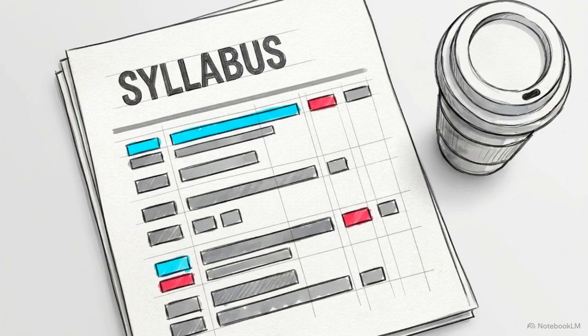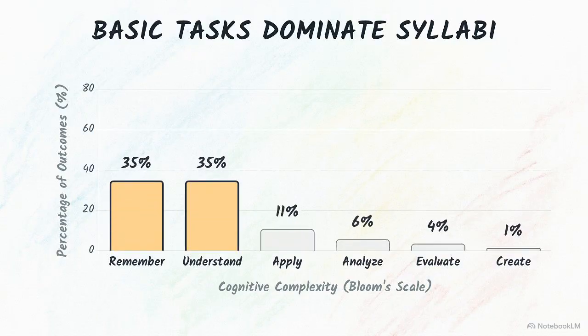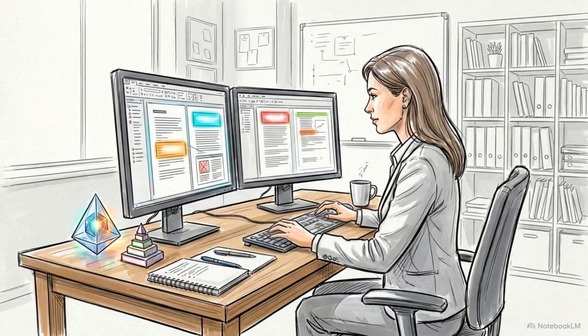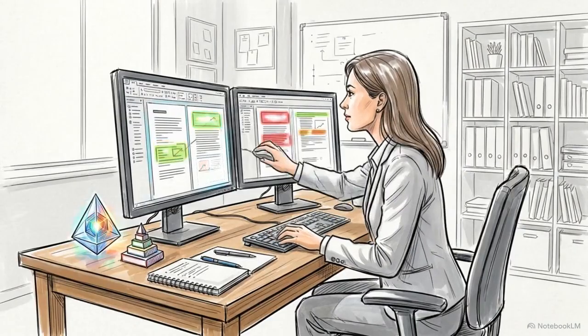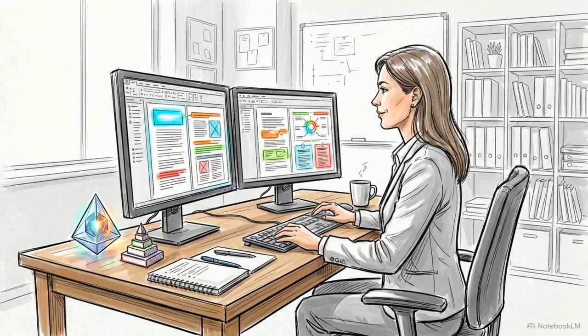Open any course syllabus, and you will likely find a common pattern. The learning outcomes are clustered at the bottom of the cognitive scale, relying on basic tasks like listing facts or describing concepts. In under 6 minutes, we are going to use AI to audit your outcomes, identify cognitive gaps, and rewrite them into a more rigorous framework.